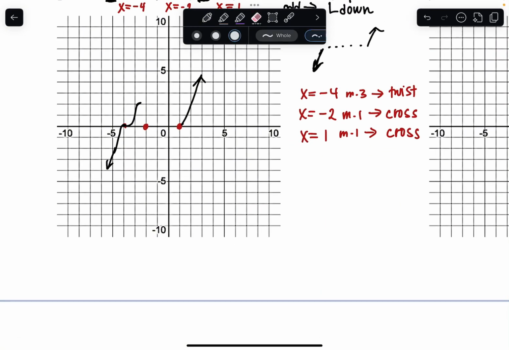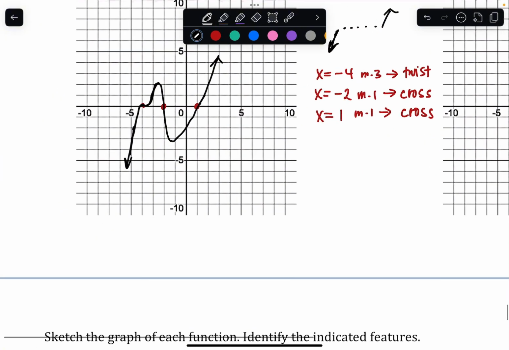That's something you talk about in pre-cal. And so just make sure it is twisting or flattening at that 0. And then at -2, it's just going to cross, so don't do anything weird. And then at 1, it's also going to cross, so don't do anything weird. Okay, so this is our twist, and this is our cross, and this is a cross.